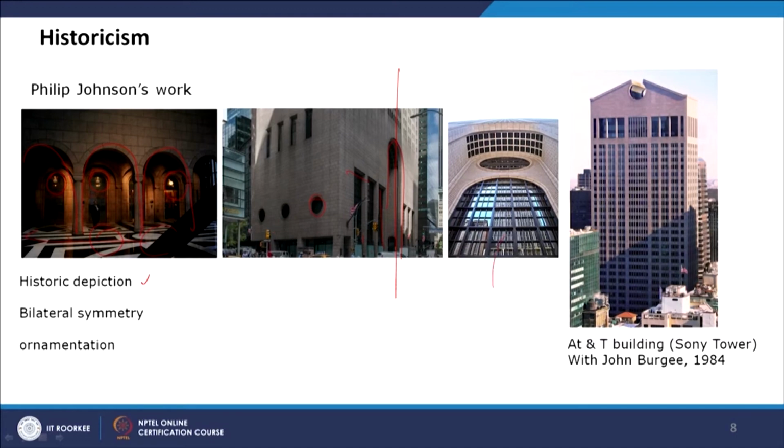And when we enter, this is the grand entrance with a bilateral symmetrical facade, which is also a depiction of historicism. In the building we can see a lot of different ornamentations clubbed together. So this is opposing to what he started with. This is the Johnson House, and with time he changed the design language of his work.